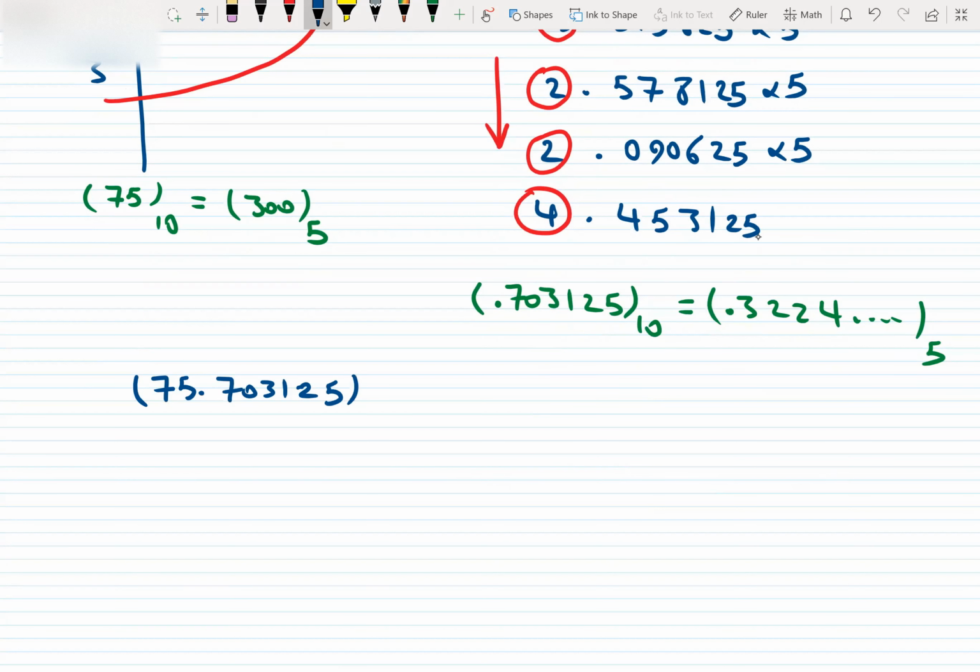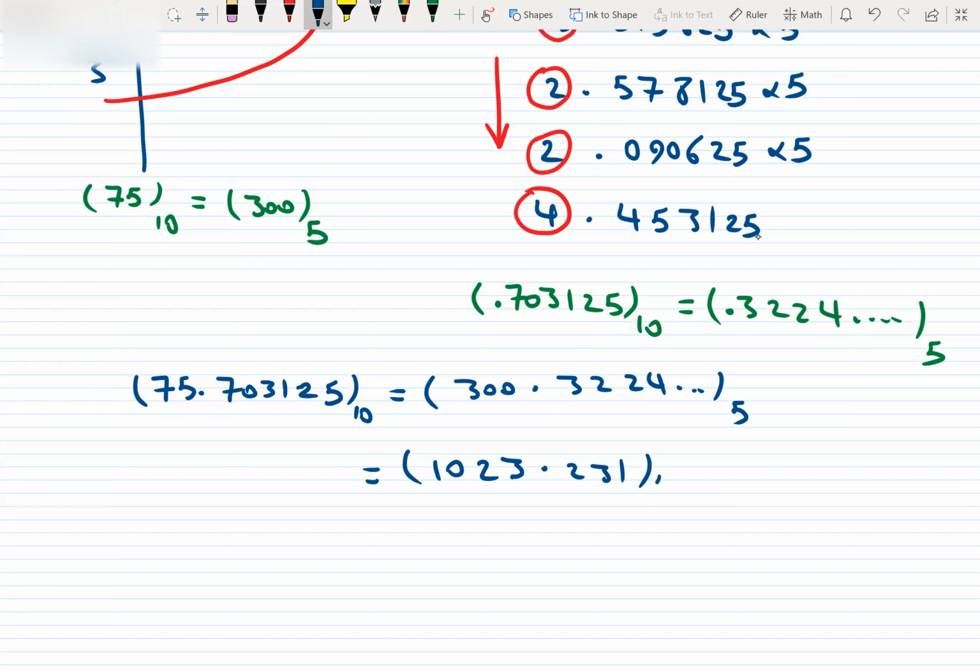Now that we got both conversions, fraction and integer, we can say 75.703125 in base 10 is equal to 300.3224 in base 5, which is equal to, of course, 1023.231 in base 4. And here we have the answer.